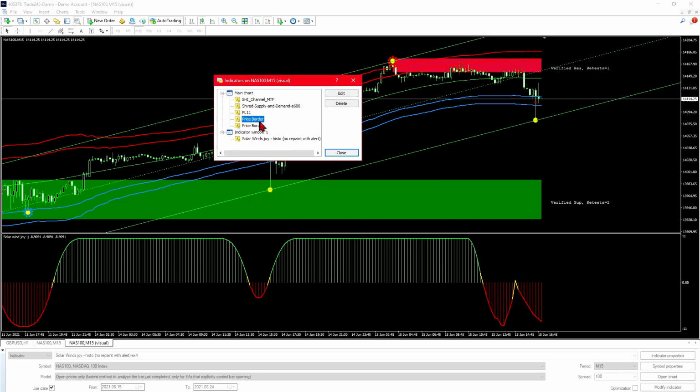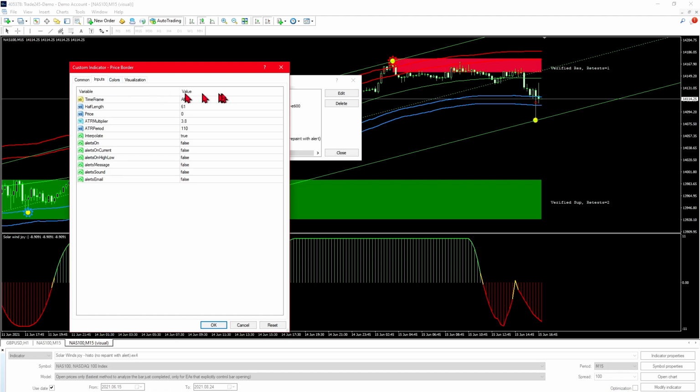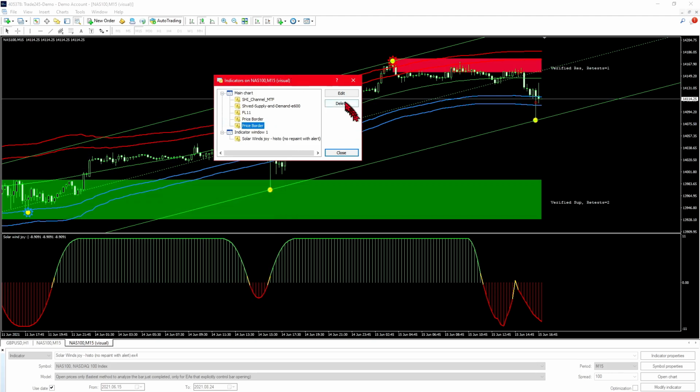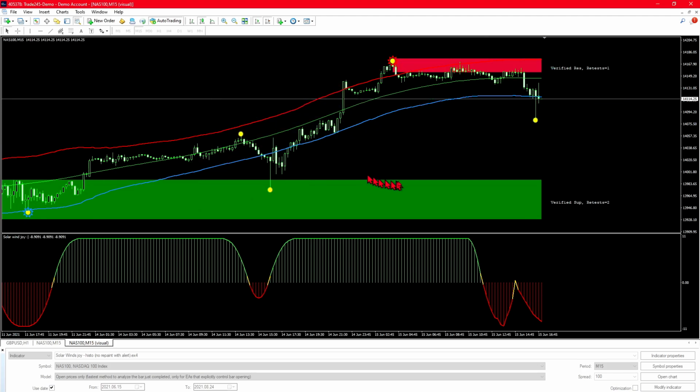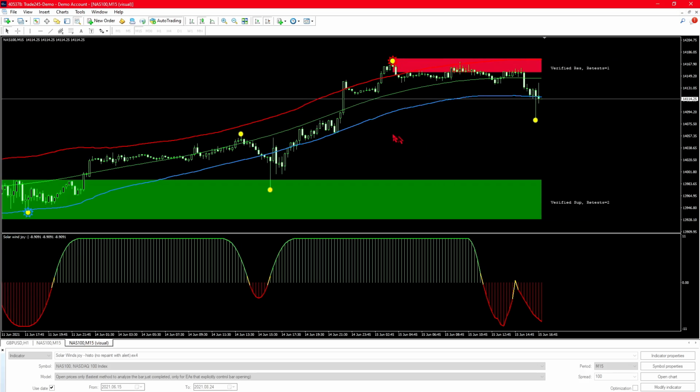I would get rid of one of the price borders, which would be the outermost one, which would be the one with the 3.8 setting. And then I would also get rid of the channel, since both of those don't really influence my decision making too much. You are more than welcome to keep it on your own one. And then from there you can see it looks much cleaner and much easier to decide where you are going to place your trades. So with that in mind, this gets a 7.5 out of 10.